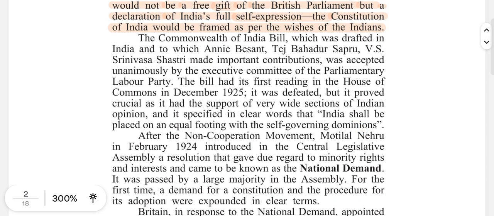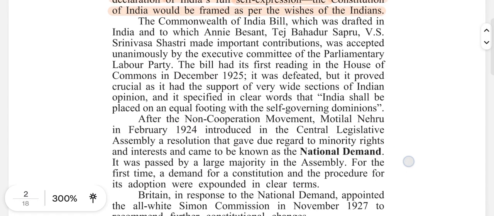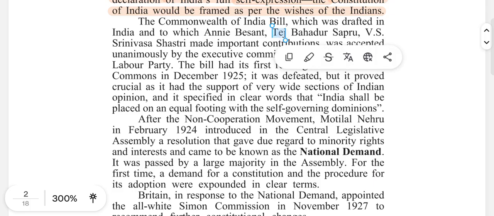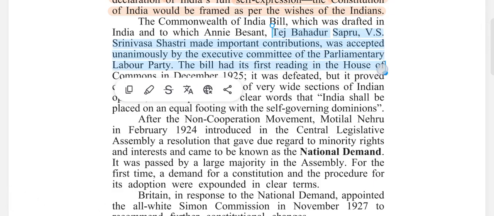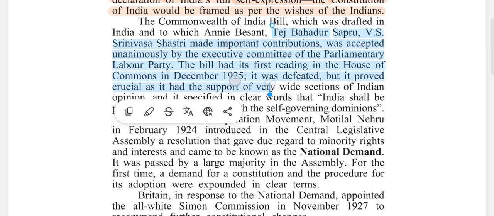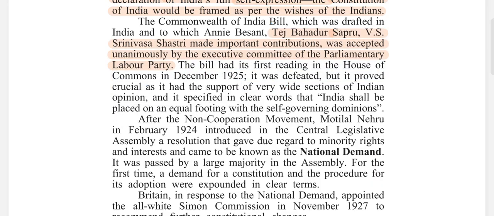The Commonwealth of India Bill, which was drafted in India and to which Annie Besant, Tej Bahadur Sapru, and V.S. Srinivasa Shastri made important contributions, was accepted unanimously by the Executive Committee of the Parliamentary Labour Party. The bill had its first reading in the House of Commons in December 1925. It was defeated, but it proved crucial as it had the support of very wide sections of Indian opinion, and it specified in clear words that India shall be placed on an equal footing with the self-governing dominions.